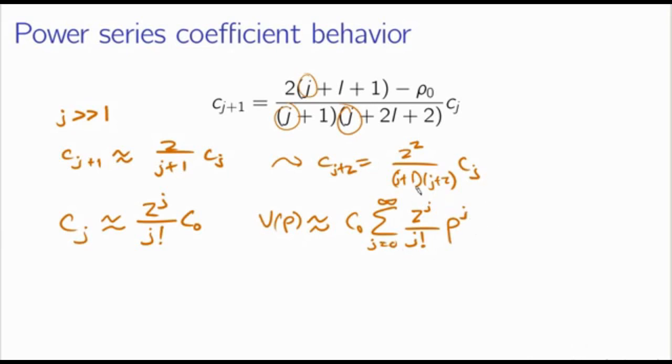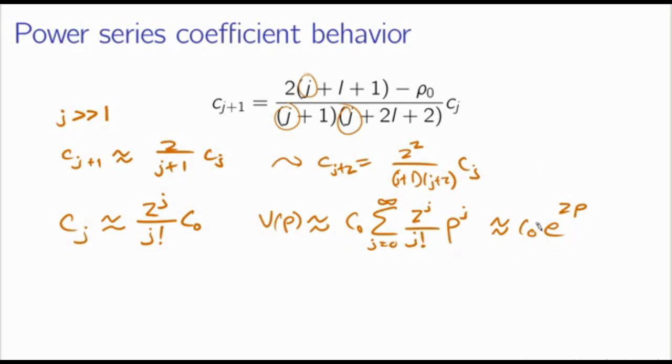And this power series should look familiar to you. This is c naught times e to the 2 rho. If you calculate the power series coefficients of e to the 2 rho, this is 2 rho to the jth power over j factorial. So x to the j over j factorial, that should say exponential to you in the context of power series.